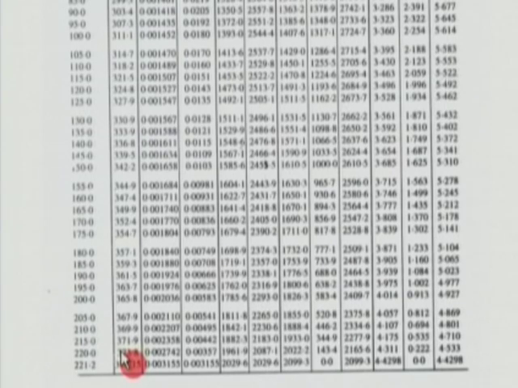One is tabulated with temperature as the base, round values of temperature. The second one is tabulated with pressure as the base, round values of pressure. Now let us proceed.